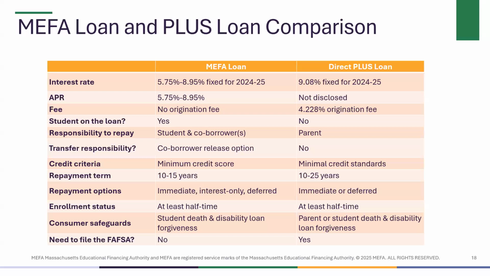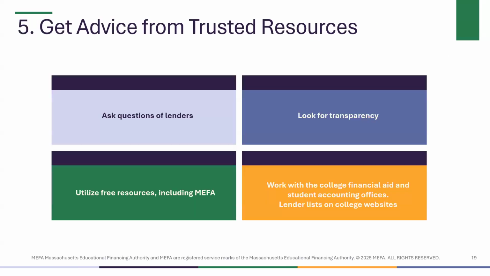And there are consumer safeguards in the case of the MEFA loan. God forbid, in the case of student death or disability, there is forgiveness for that loan. And on the other side, for the parent Plus loan, if there is parent or student death or disability, that loan is forgiven as well. Now, you don't need to file the FAFSA to get a MEFA loan, but we do recommend that you file the FAFSA to see what you're eligible for in federal and state aid. So again, looking at borrowing as a last resort, you will need to file that FAFSA for the PLUS loan anyway, as well as to be considered for state aid from the Commonwealth of Massachusetts.